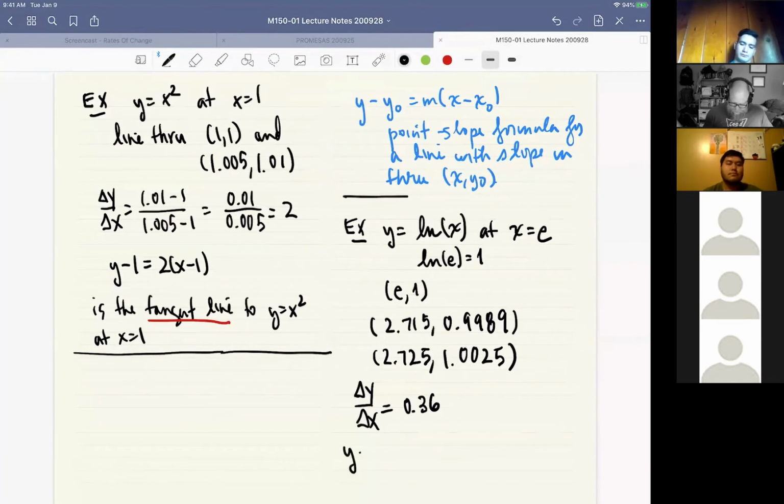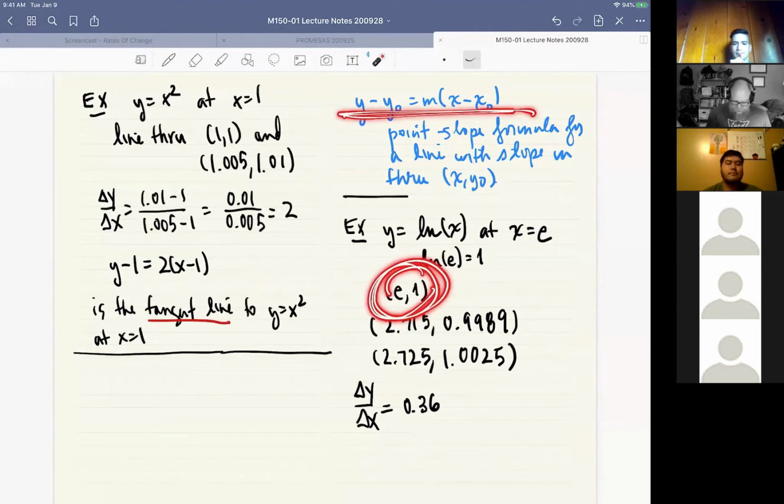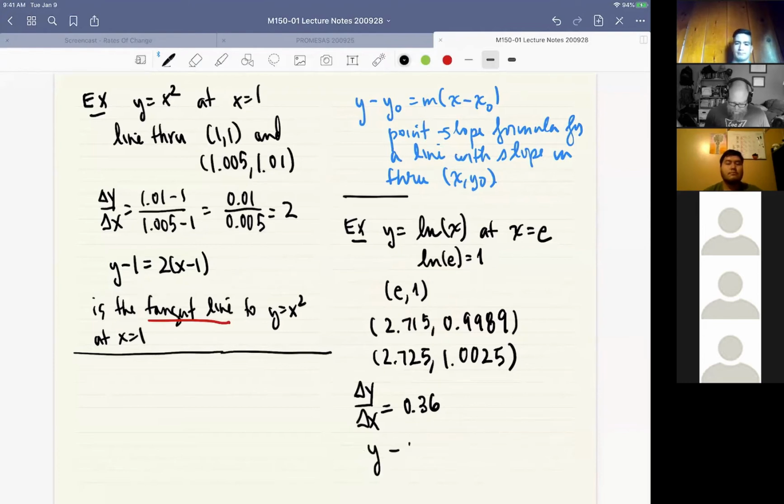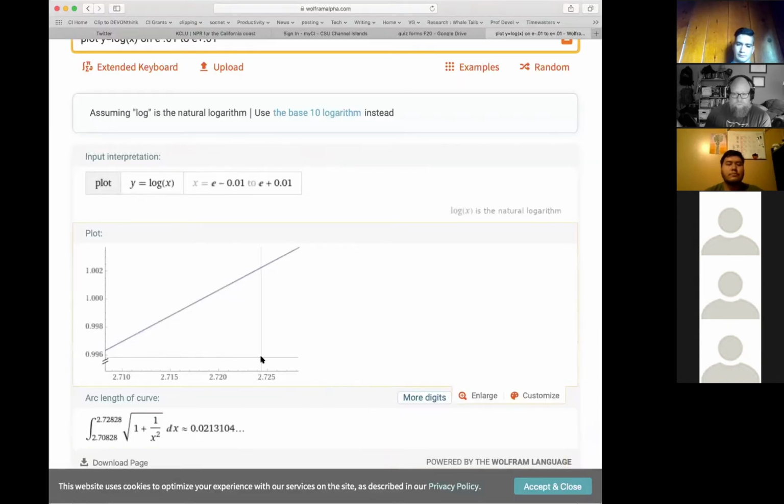So we have y minus, oh yeah, wait a second. So yeah, no, I'm doing this wrong. Because we don't want just any line. We want the line that goes through this point. So we want to use the point slope formula with this point. Okay, so that's very important. So y minus 1 equals 0.36 times x minus e. So that's the formula that I get for the line that we're looking at. Hopefully you got the same thing.